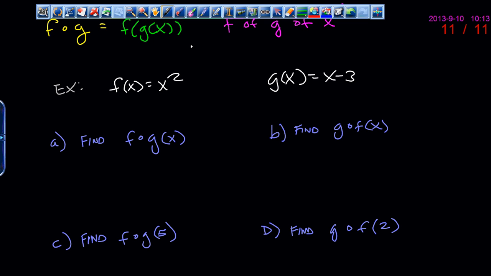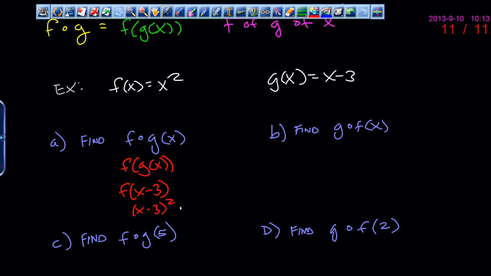Hopefully that makes sense. The first thing is finding f of g of x. So remember, this is the same thing as this. I'm literally going to take g of x, so x minus 3, and plug it in for every x that I see in here. So f of x minus 3. So therefore I'm going to be plugging in x minus 3 for that. So x minus 3 squared.